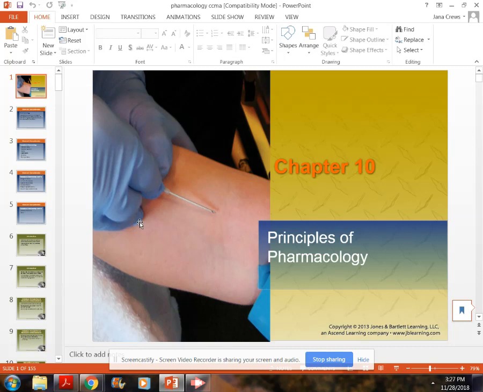So the best thing you can do is make flashcards with those. Take an index card, cut it in half. On one side, put the generic name. On the back side, at the top, put the brand name. At the bottom, put the classification. And make yourself a ring and keep up with those.